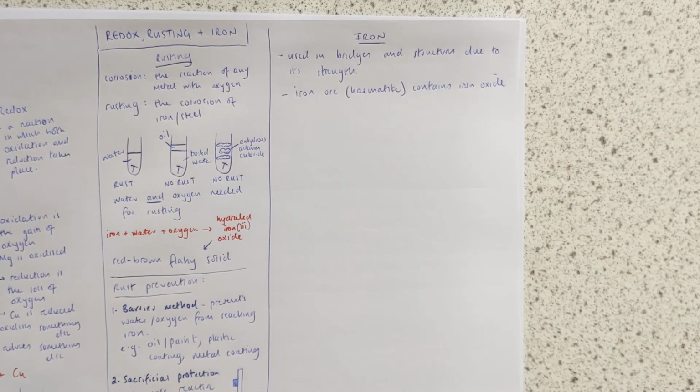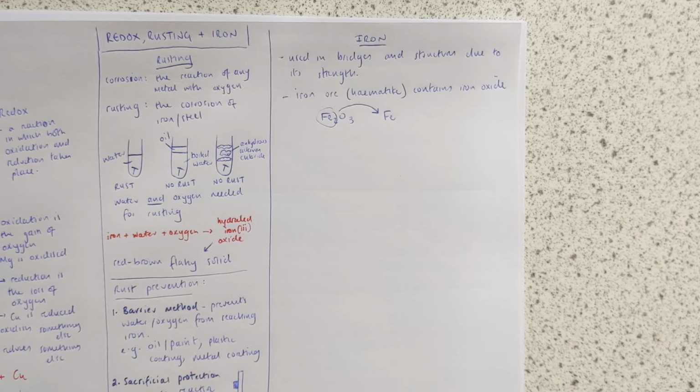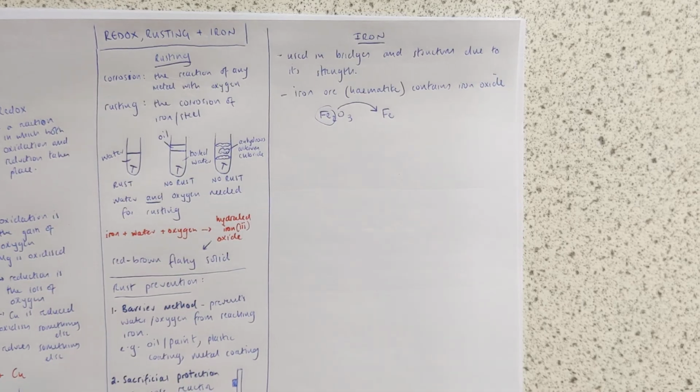So iron ore, whose proper name is hematite, contains iron oxide, and we're trying to get the iron out of the iron oxide. The formula of iron oxide is Fe2O3, so we're trying to remove just the iron from the oxygen. The method we use to take the iron out of the iron oxide is known as the blast furnace.